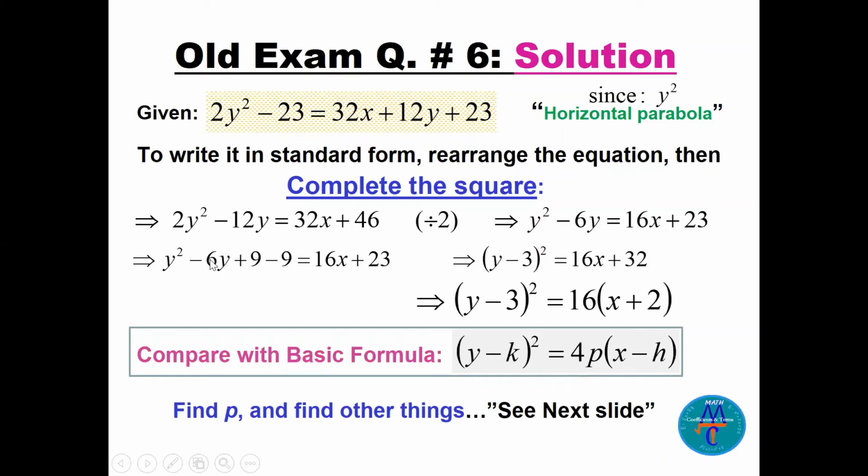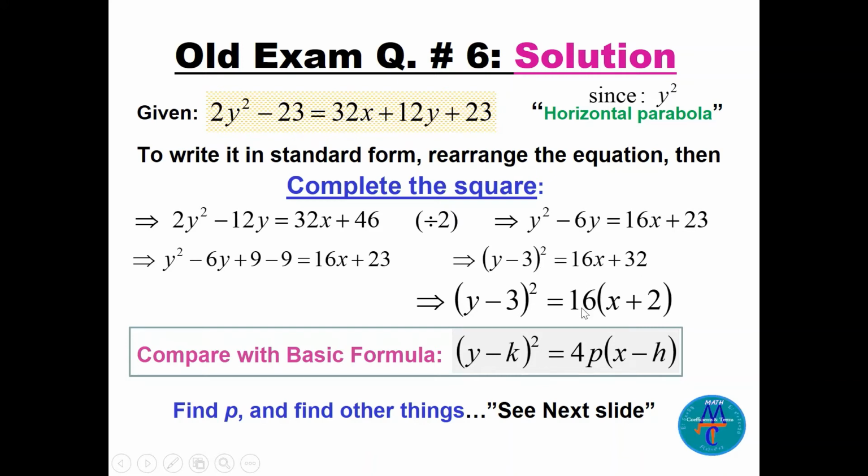Take minus 6, divide by 2, minus 3, square it, plus 9, minus 9. The first three will be perfect or complete. So y minus 3 all squared. Rearrange the other numbers. Take minus 9 on the other side, becomes 32.